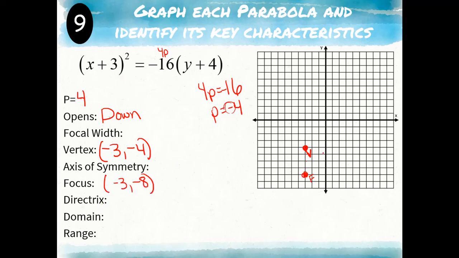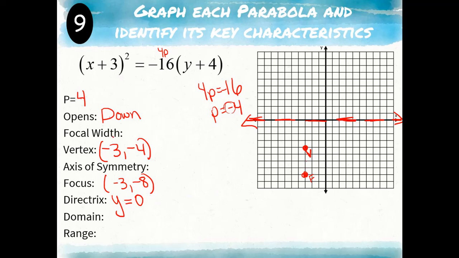Now the directrix is going to be the opposite way. So I'm going to go up 4. So 1, 2, 3, 4. So right here will be where my focus is. Or, excuse me, my directrix. Now, your directrix is always a line. And since this is cutting through the y-axis, it's going to be y equals the number 0.